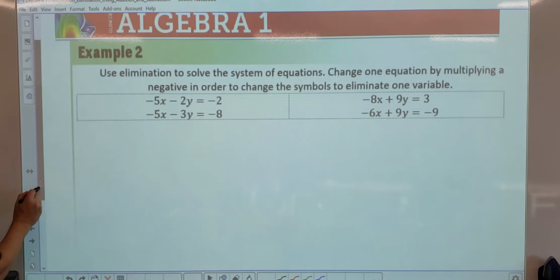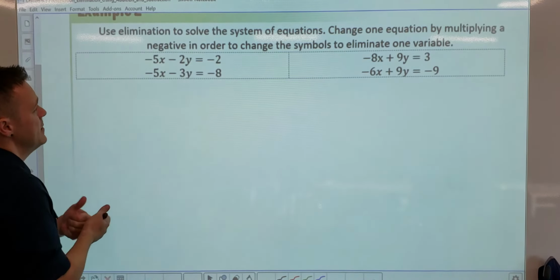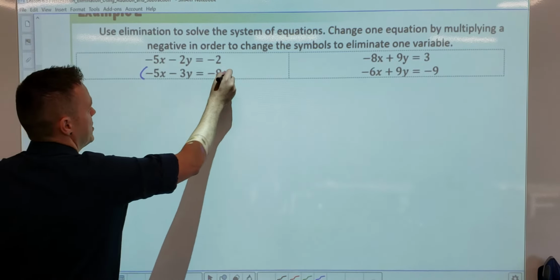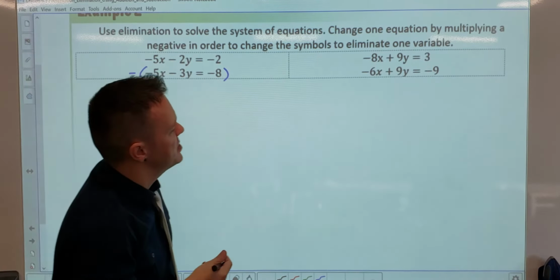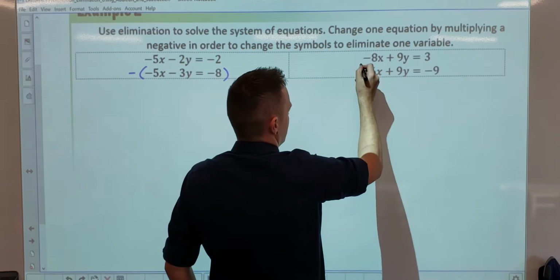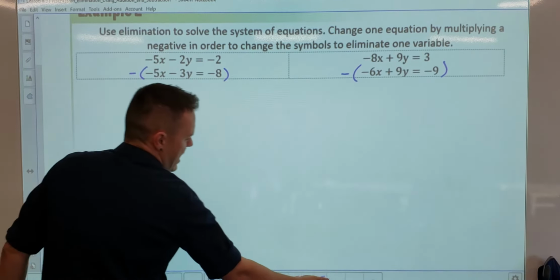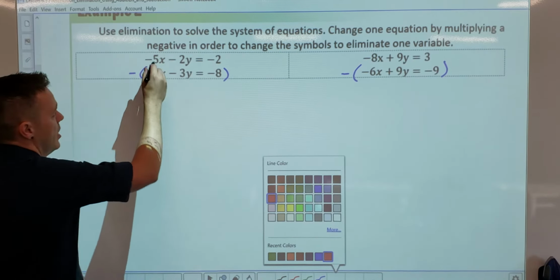All right, on this one, pick the ones that look similar, okay? Same thing, doesn't matter which one you pick. So I'm gonna multiply this bottom one here by a negative. This one over here, let's get rid of this negative 9. So let's multiply the bottom one by a negative. It just happens to be, does it matter? Nope, doesn't. All right, so change this up.